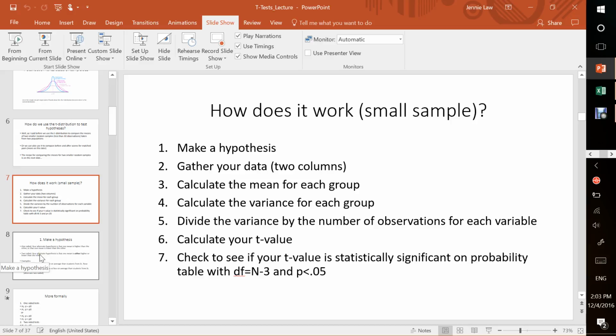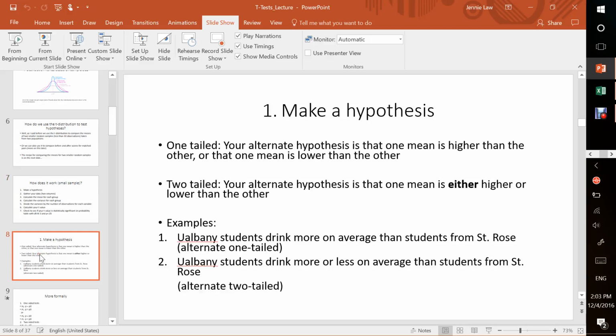So step one is to make a hypothesis, and with our t-tests, we can have one-tailed or two-tailed tests. And you'll remember from hypothesis testing with p-values that a one-tailed test just means that your alternate hypothesis is either that one mean is higher than the other, or a separate alternate hypothesis would be that one mean is lower than the other. A two-tailed alternate hypothesis means that you're not specifying whether the mean is higher or lower. You're saying it could either be higher or lower. We just know that they're not equal.